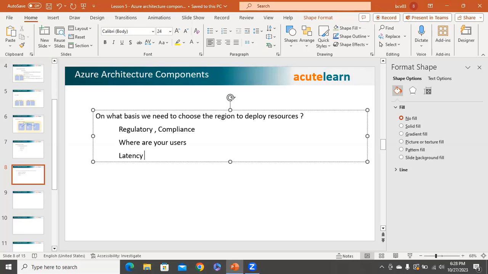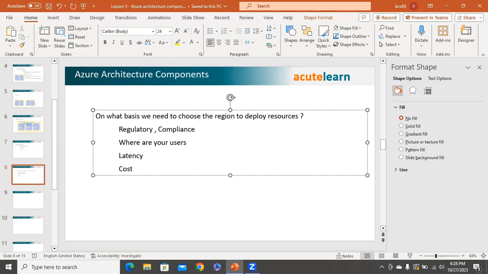Now, if I put my virtual machines in Central India and all my users are sitting in South India, there is some latency. A data center sitting in South India is nearer than a data center sitting in Central India. So look from that perspective, that it is not only regulatory, but where are your users, and another consideration, latency. And the last one is cost.